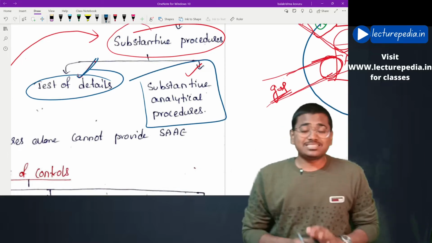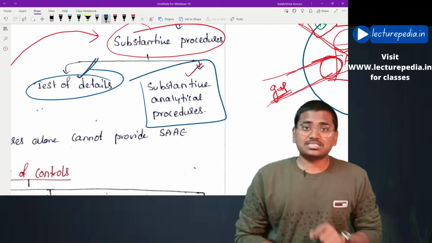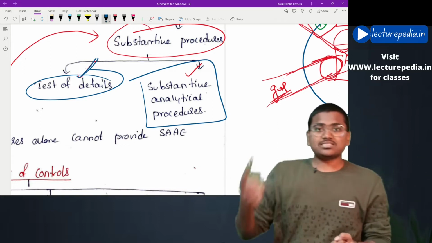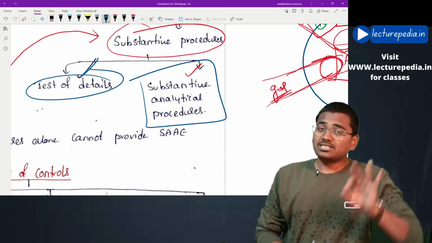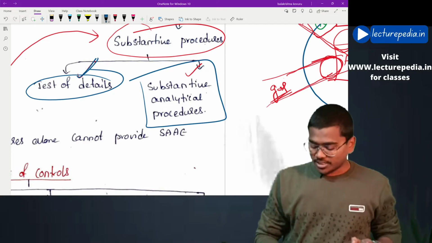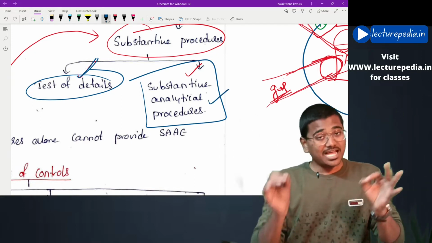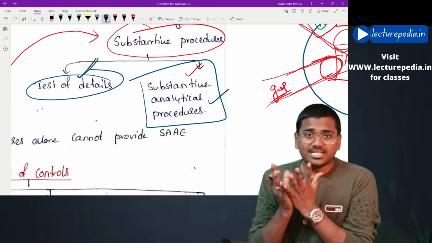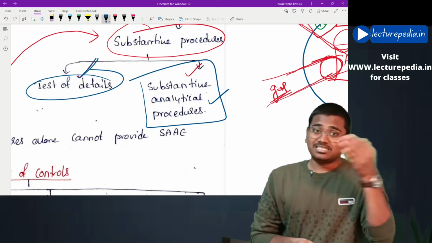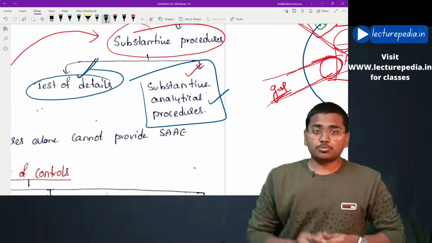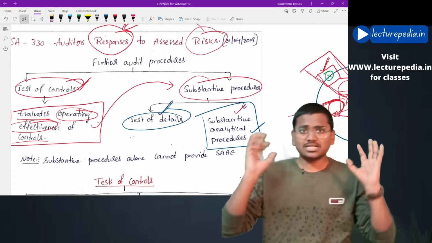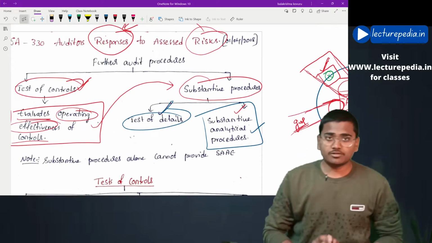Next is substantive analytical procedure. I have already discussed that this analytical procedures can be used as both risk assessment procedure as well as substantive analytical procedure. Okay, while discussing SA 315, I have discussed this point. Now there I have also given you example of how the analytical procedures can be used as risk assessment procedure and substantive procedures. Okay, these are the procedures that the auditor will perform.